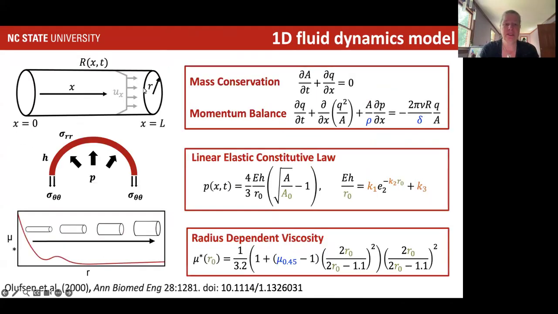So now when it comes to the fluid dynamics equations, we are solving a 1D model derived from the Navier-Stokes equation. It assumes conservation of mass, which basically says the change in area over time has to equal the flow in minus the flow out. We have a momentum balance, which is really force equals mass times acceleration. That has three dependent variables, which are area, flow, and pressure. So we need another equation, which in this case is a linear elastic constitutive law.